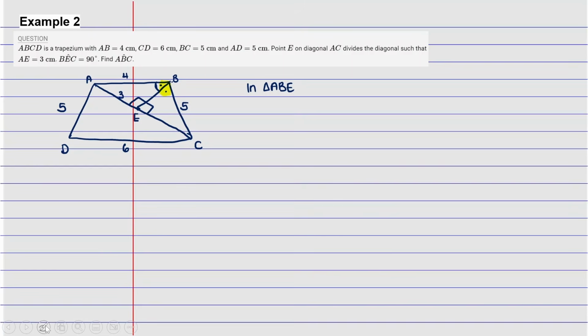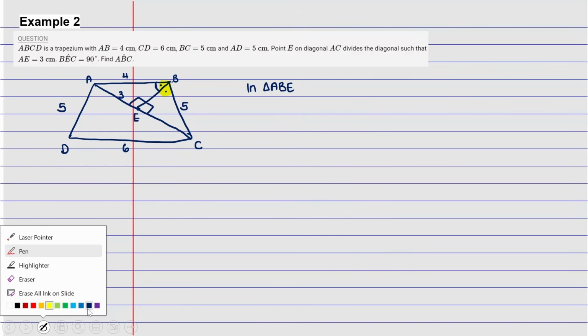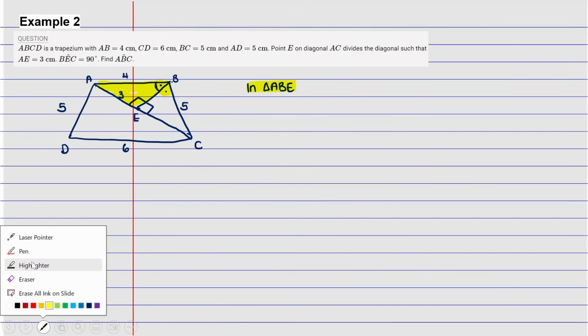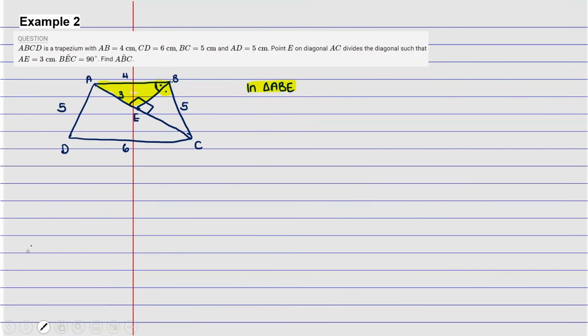So I'm just going to highlight it for you guys so that you can see what I'm talking about. So let me go back to my blue pen and now I'm highlighting. So I'm talking about this triangle. Looking at this triangle first, right? Since it's a right angle triangle, in that triangle we're going to find this angle here, right? So looking at this angle, the information that we're given is this one, which is opposite.